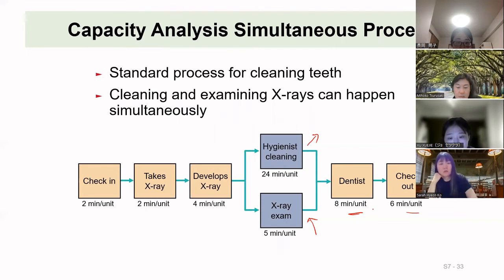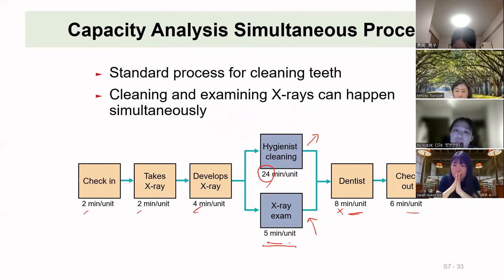So what is the total time to complete this simultaneous process? What is the throughput? How long does it take? Where do you get 46 minutes? 2 minutes plus 2 minutes plus 4 minutes plus 24 minutes, because the X-ray exam is parallel, at the same time, so you don't count it. So the capacity for this process is 26 minutes, okay?